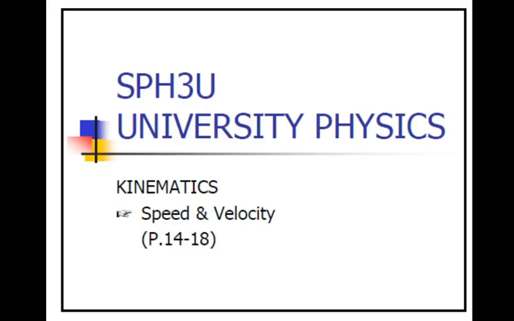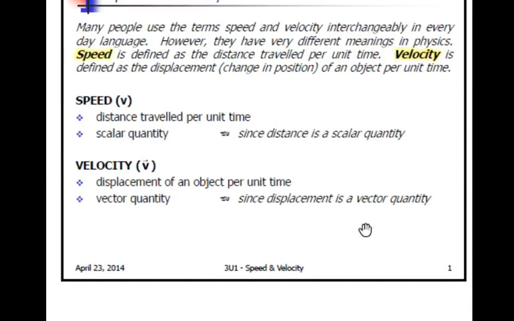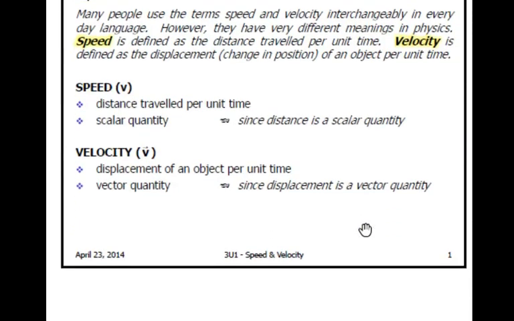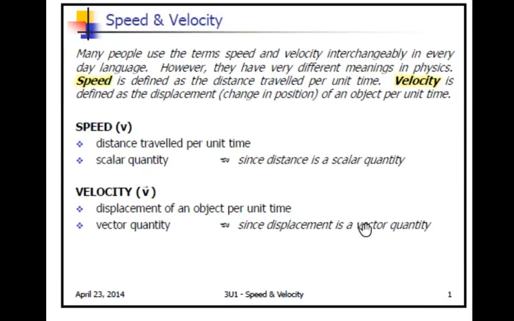So our next lecture is on speed and velocity. These terms, speed and velocity, you might think they're interchangeable, but they do have different and distinct meanings in physics. Speed is distance traveled per time, and it's a scalar quantity, whereas velocity is displacement per time, and it's a vector quantity. So that is the difference.